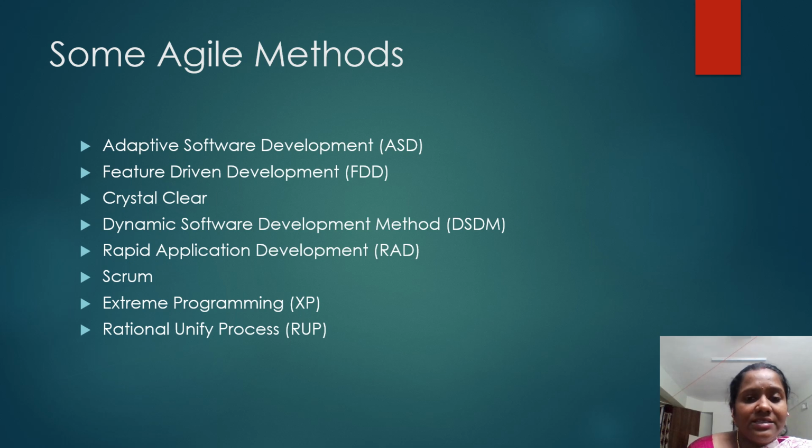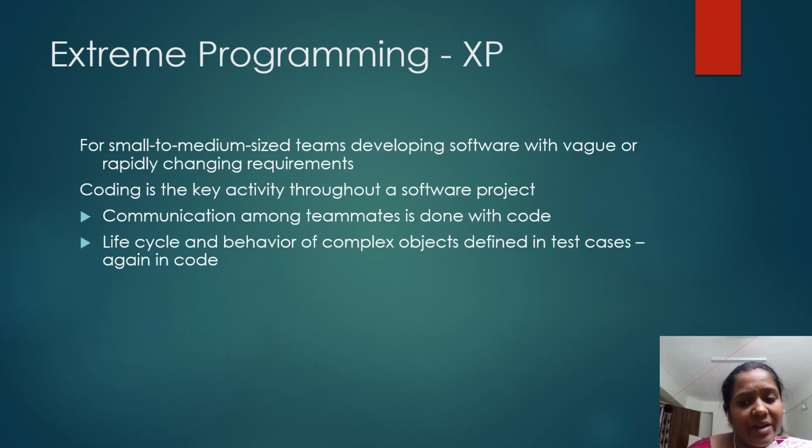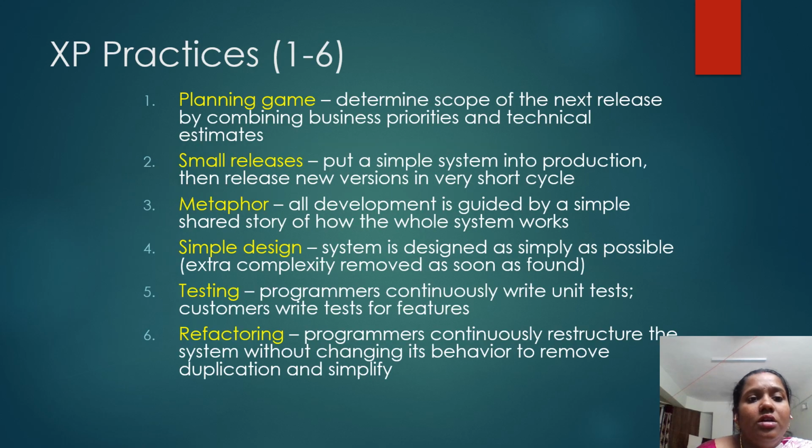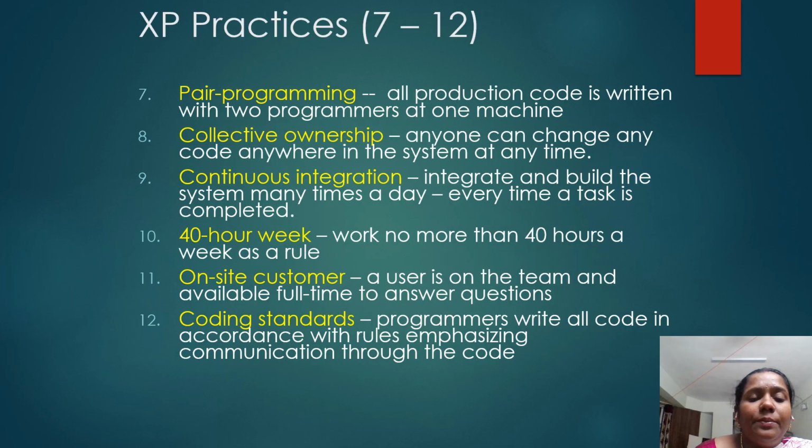Agile methods are ASD, FDD, DSDM, RAD, XP and RUP. So this is the last, which is very important: extreme programming, for small to medium-sized programs with a vague, rapidly changing environment. The coding is the key factor for this software project. Communication among the teammates is done with the code. The life cycle and behavior of complex projects is defined in test cases against code. The XP practices include the planning game, small releases, metaphor, simple design, testing, refactoring, pair programming, collective ownership, continuous integration, 40-hour week, on-site customer and coding standards.